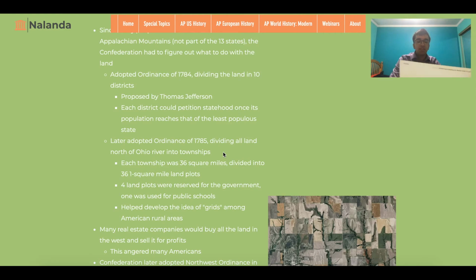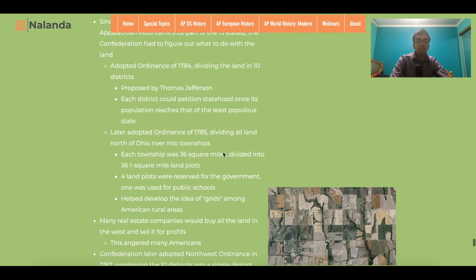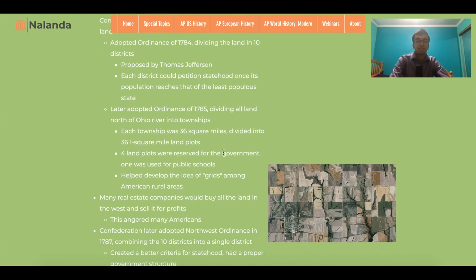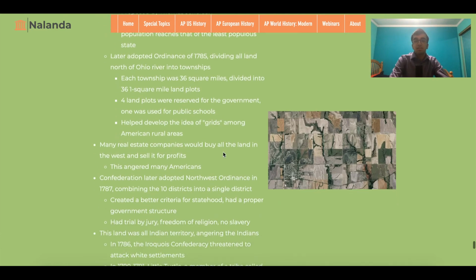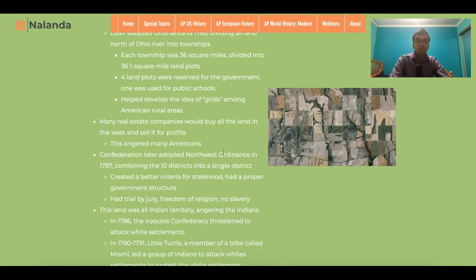As you can see, the towns of the countryside of America in places like Kansas and Nebraska are still located about 6 miles apart, and that's because of the Ordinance of 1785. Now, in the Ordinance of 1787, all of this land was combined into one district instead of 10 districts, and this one district had civil rights like religious toleration, no slavery, and the right to trial by jury.